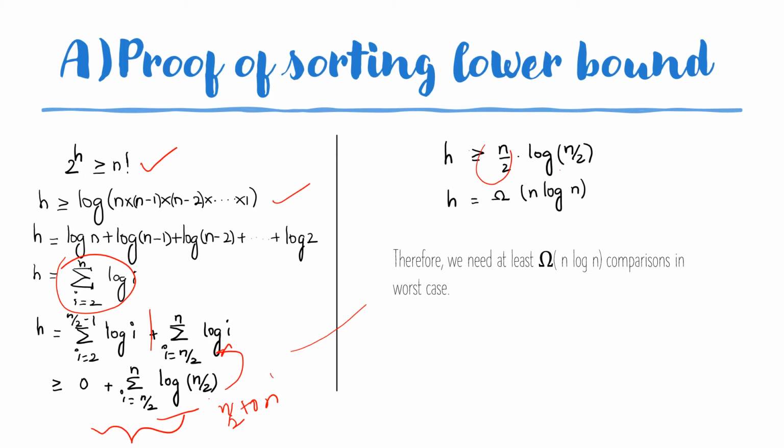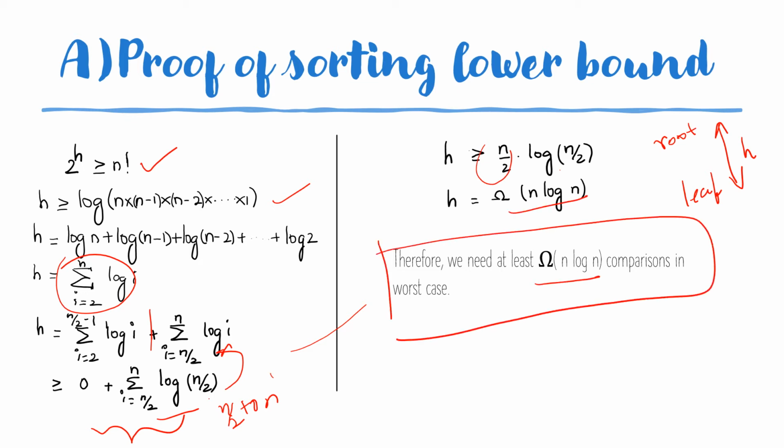To go from the root to a leaf, we need to go through the tree. At least in the worst case, to reach the last possible leaf node, we need to go to the height of the tree, which is n log n. So we need at least n log n comparisons in the worst case for any comparison based sorting algorithm.